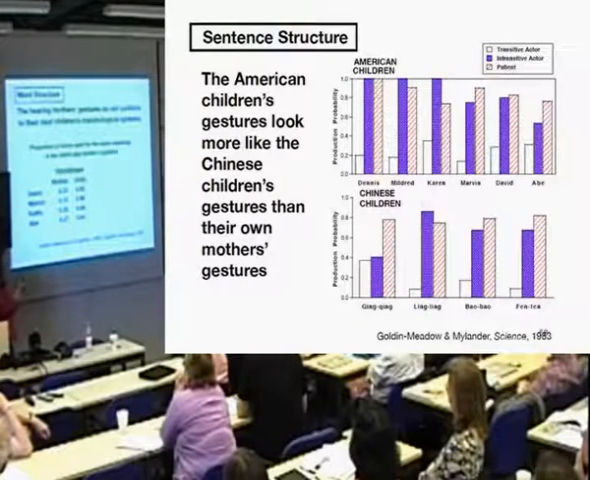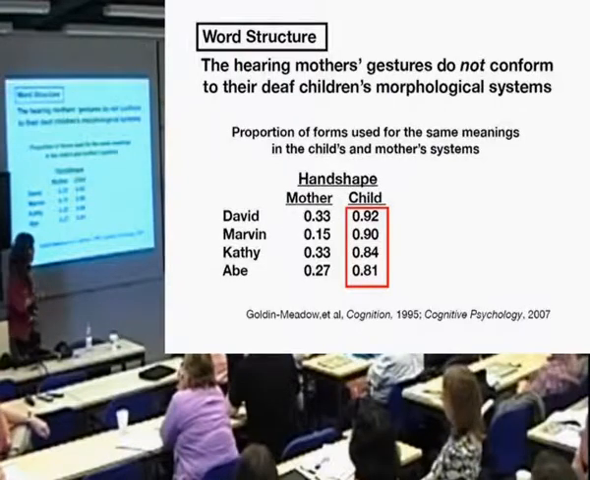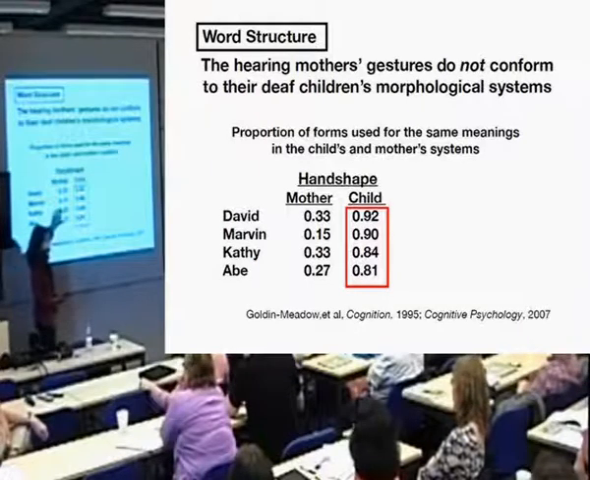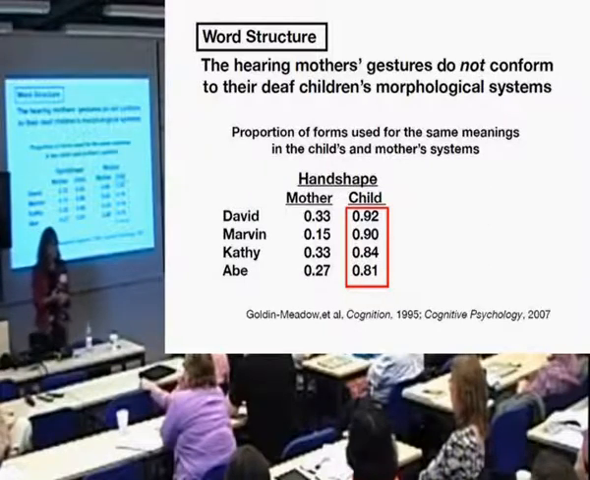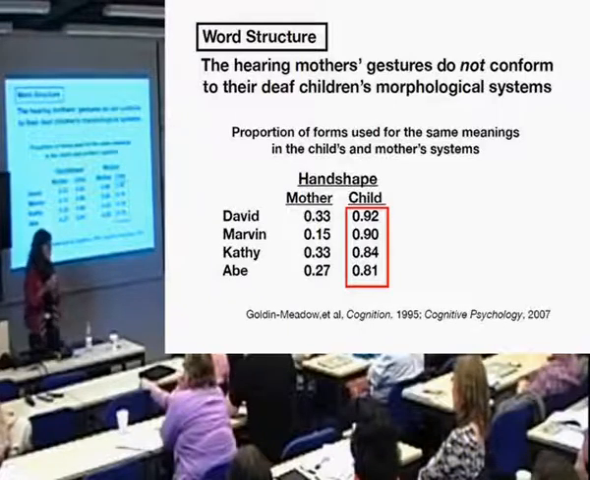Okay. In terms of word structure, morphological structure, we took the system for each kid and ran it roughshod across his mother to see what the fit would be. Not a surprise, and I showed you this before, it fits better for the kid. It doesn't fit for the mom. It really doesn't fit very well for handshapes, for head shapes, and it doesn't fit very well for emotions either. So whatever system the kid has devised, it's not really working for mom.